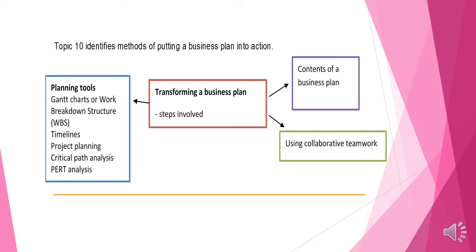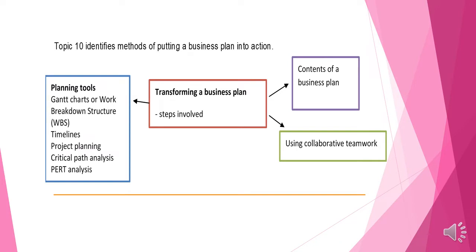And then on the next slide, we have the methods of putting a business plan into action. Transforming a business plan, we have steps involved, we have planning tools, Gantt charts or work breakdown structure. We have timelines, we have project planning, critical path analysis, we have the PERT analysis. Then we also have the contents of a business plan. Then we have using collaborative teamwork.